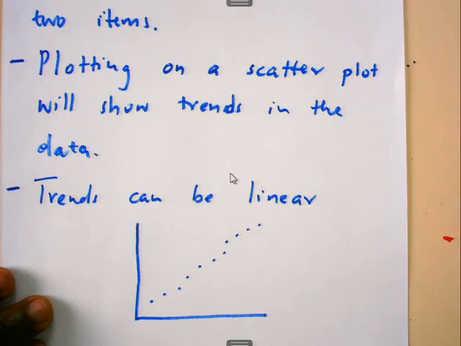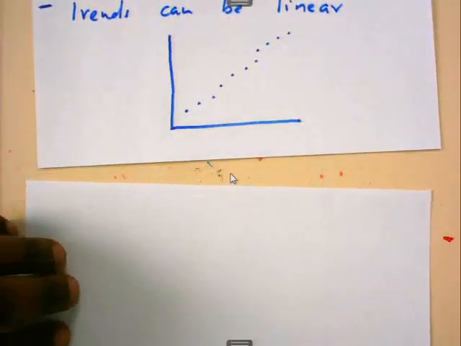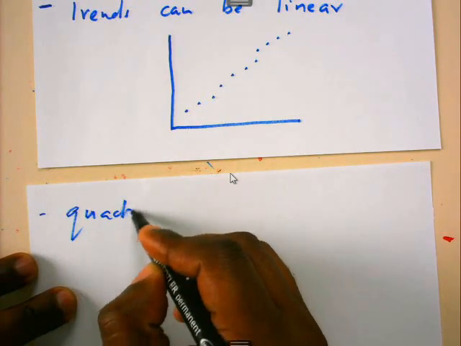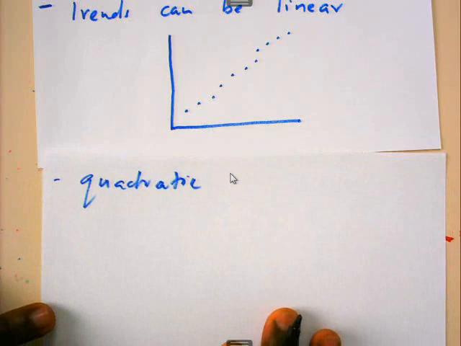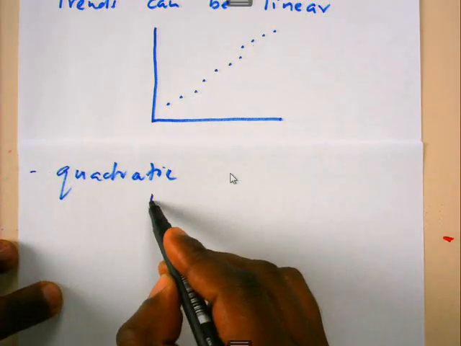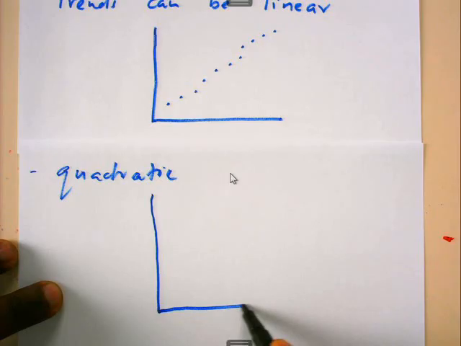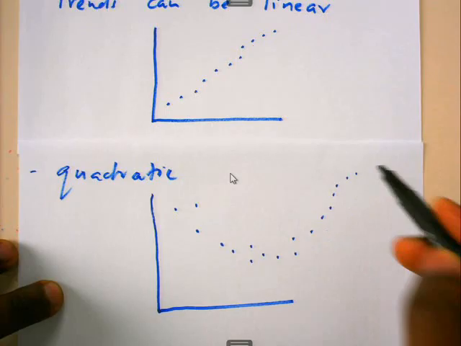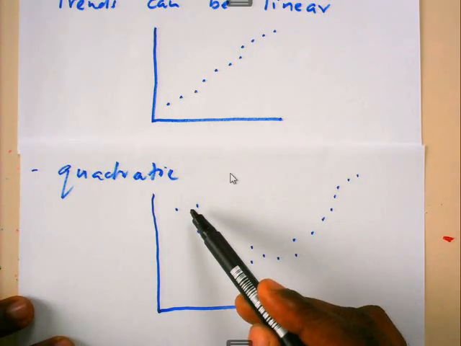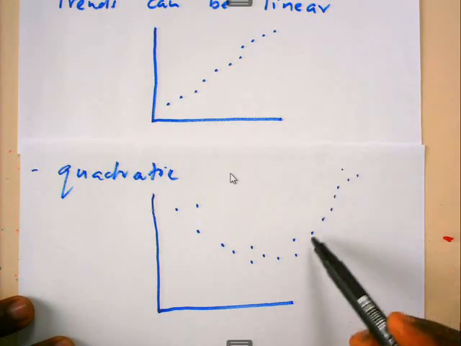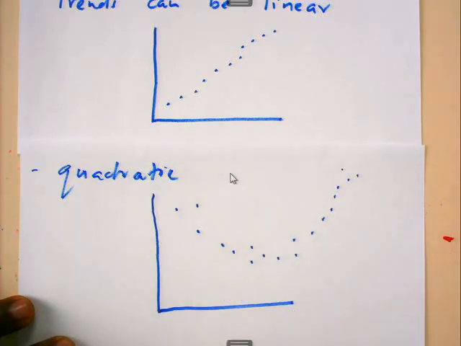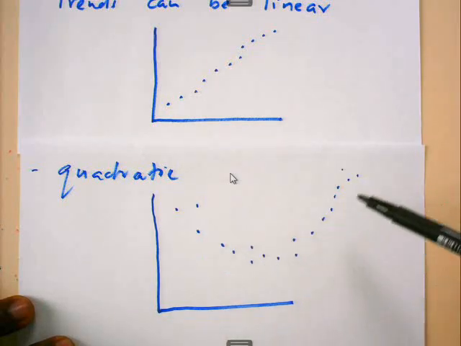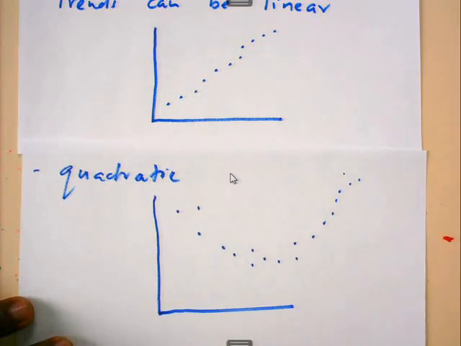But again, the trends that you can establish on a scatter plot, when you plot the points, can also be quadratic. Quadratic, what do we expect? We expect the points to be more or less what we know of a parabola to be. You can see that the trend here is more of a parabolic graph. Can you see the trend here? It's not linear. It's not a straight one like the one above, but it looks more or less like a parabolic kind of graph.